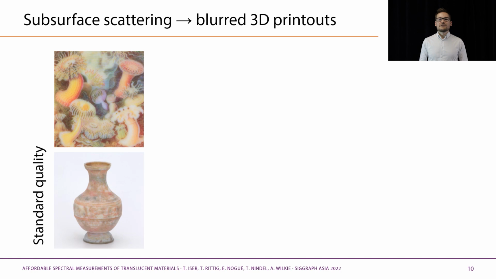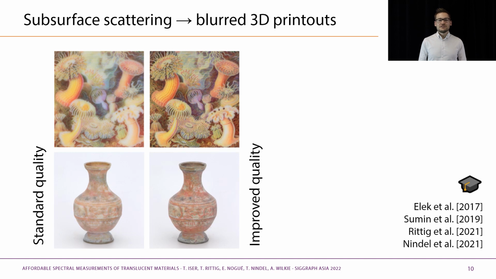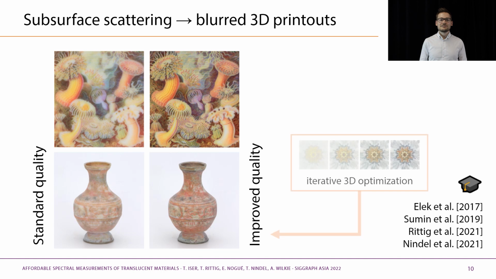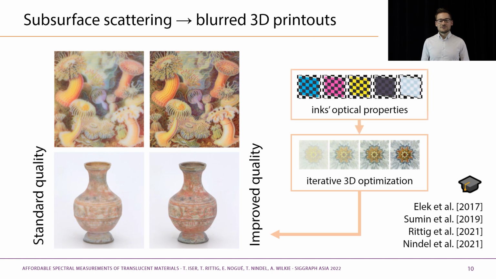Unfortunately, light scattering within the ink layers negatively impacts the printing quality. Fortunately, research papers in the past have shown that this can be significantly improved by iteratively optimizing the ink distribution. And in order to do that, the ink's optical properties need to be measured. Again, our method offers a perfect solution to this problem.